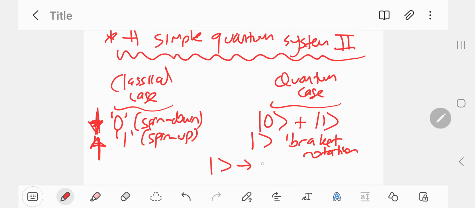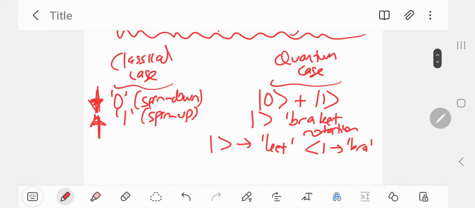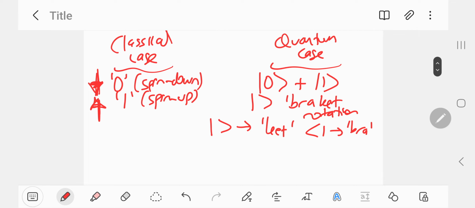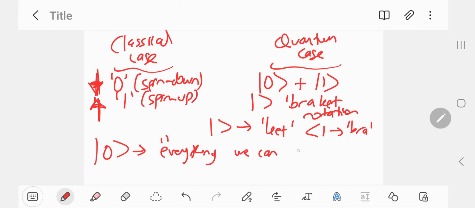This symbol here is called a ket, and this symbol here is called a bra. I don't know where these names came from, but they were the names given by Paul Dirac. And usually a bra is written before a ket in a quantum mechanical expression, as we'll see later on. So that's why we get the word bracket. And a ket is just another way of saying everything we can possibly know about the quantum system, mathematically.